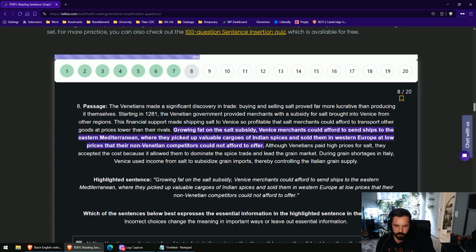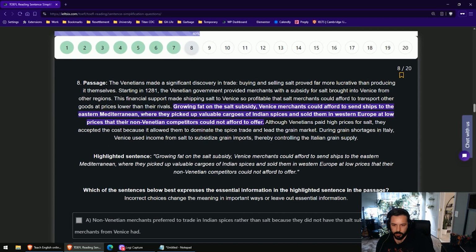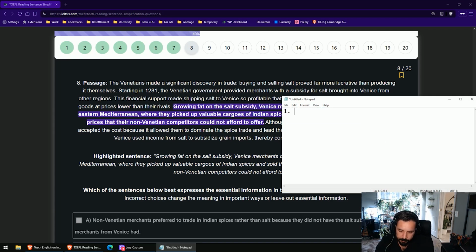Growing fat on the salt subsidy, Venice merchants could afford to send ships to the Eastern Mediterranean, where they picked up valuable cargoes of Indian spices and sold them in Western Europe at low prices that their non-Venetian competitors could not afford to offer. Okay, let's see. 1.